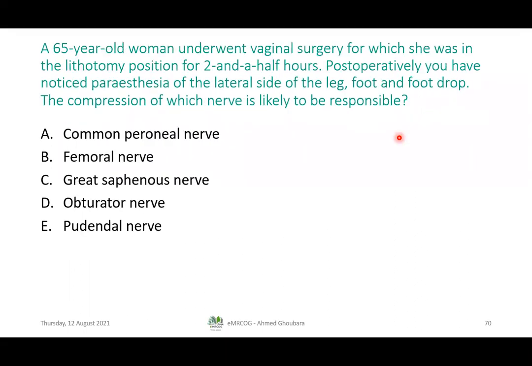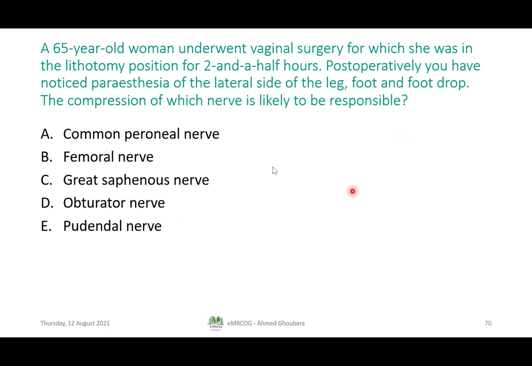Okay, another question. A 65-year-old lady underwent vaginal surgery for which she was in lithotomy position, this is the clincher, for 2.5 hours. Post-operatively, you have noticed paresthesia of the lateral side of the leg, and foot drop. You don't need to finish the question. The compression of which nerve is likely to be responsible?